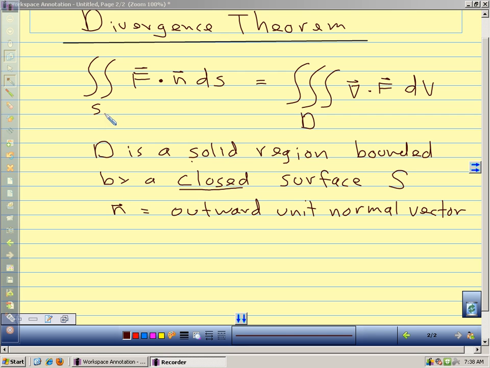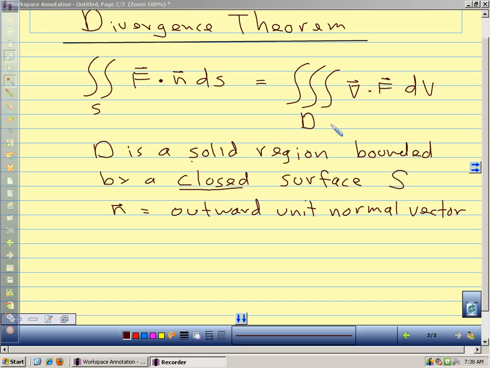On some of the flux integrals we talked about on Friday, we were just talking about the flux through a surface. We could have a plane, or the top part of a paraboloid, and we were talking about the outward or upward flux through that surface. For the divergence theorem, we have to have a closed surface, and the closed surface bounds some solid region. For example, with a paraboloid, we'd have the top and the bottom. That would be the closed surface.